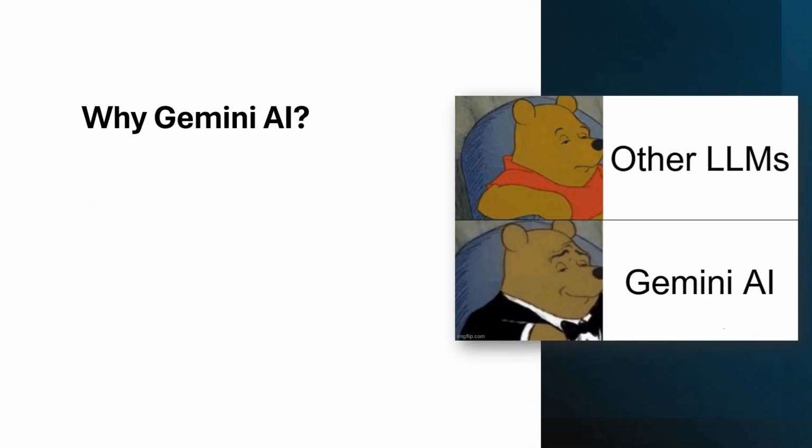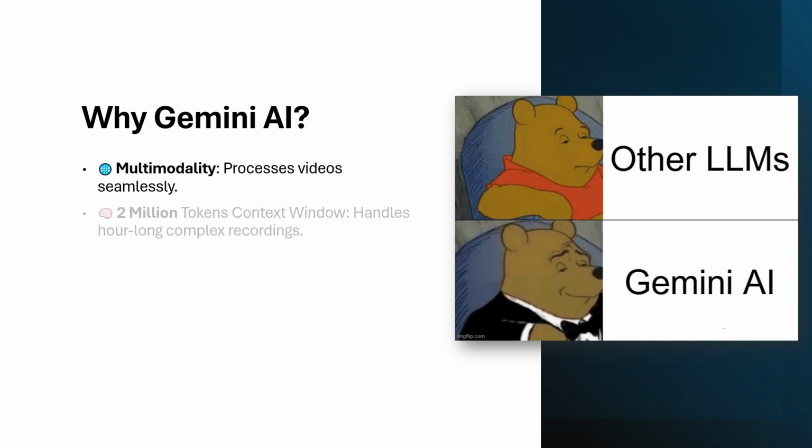Why only Gemini can do this? The answer lies in Gemini's unparalleled capabilities. Multimodality that allows it to process videos seamlessly. It has a 2 million tokens context window to use. It can process even hour-long complex recordings without missing critical details.